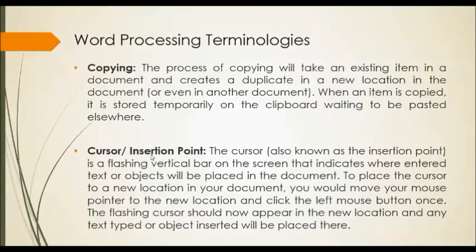Next, cursor or insertion point. The cursor, also known as the insertion point, is a flashing vertical bar on the screen that indicates where entered text or objects will be placed in the document. To place the cursor in a new location in your document, you would move your mouse pointer to the new location and click the left mouse button once. The flashing cursor should now appear in the new location and any text typed or object inserted will be placed there.